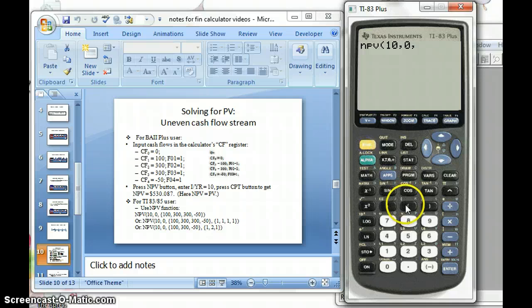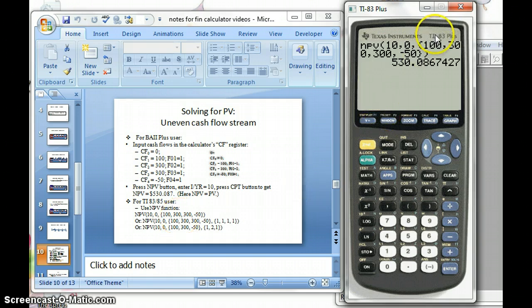This is second bracket, and $100. Remember, separate them by comma. 300. You can also put the other 300, and the last one is the negative 50, and we want to close this and also close the parentheses and press the enter button. We got 530.